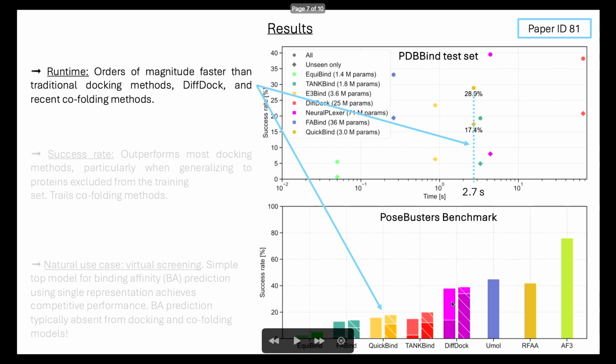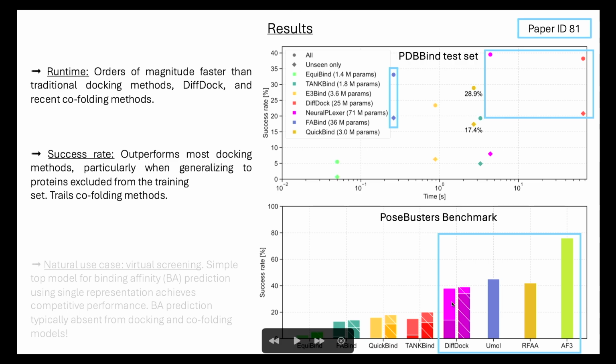And we can see that, as intended, QuickBind is orders of magnitude faster than traditional docking methods, than the current state-of-the-art docking method, DiffDock, and recent co-folding tools. But it still outperforms most other docking methods except for DiffDock and co-folding methods such as AlphaFold3.